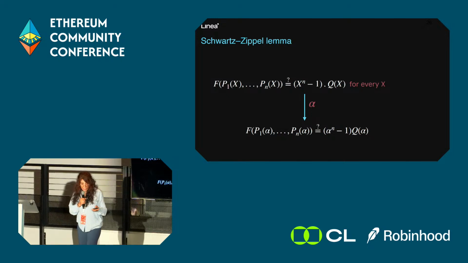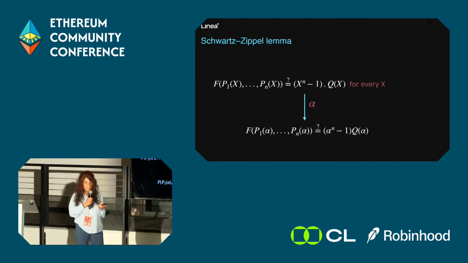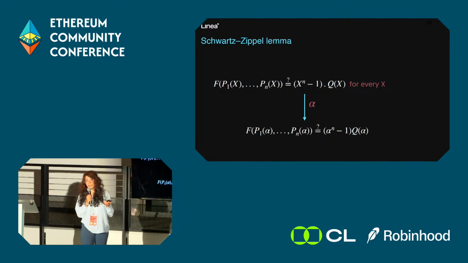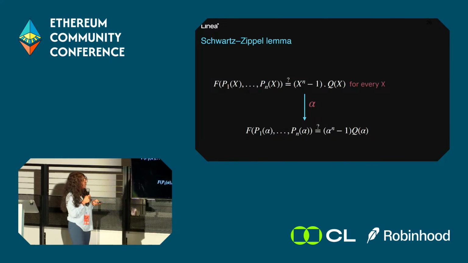And the next magic comes from the Schwartz-Zippel lemma, because it says that if you have a general relation between polynomials over a big domain, for every x, for example, here, you can just take a random element from the domain, like alpha, and evaluate the relation for this single random value. And if it is satisfied, you are sure that it was satisfied for every x.